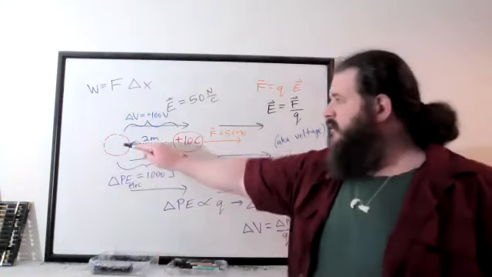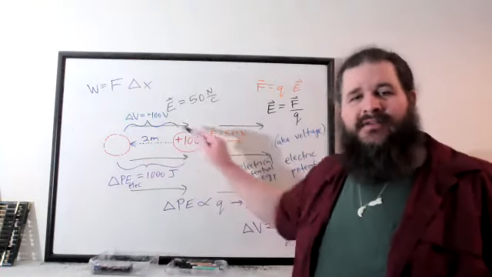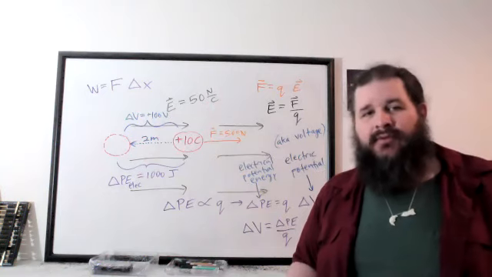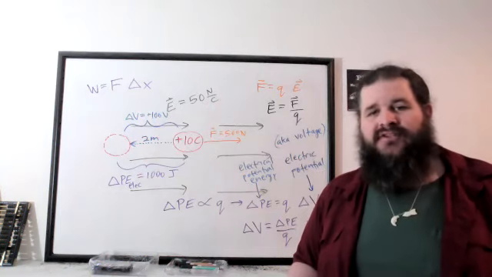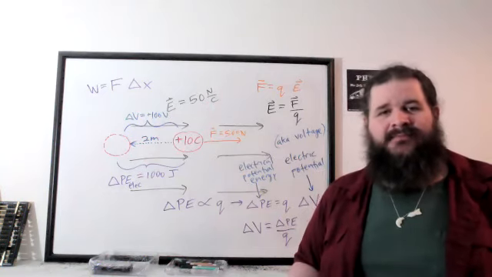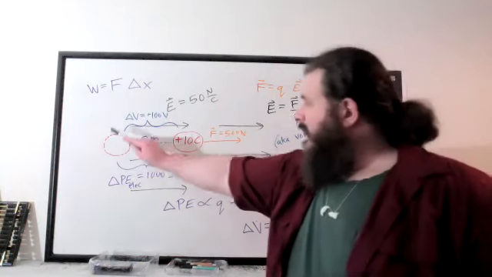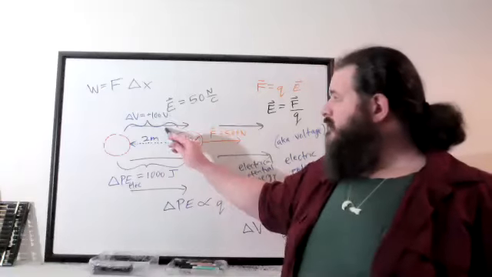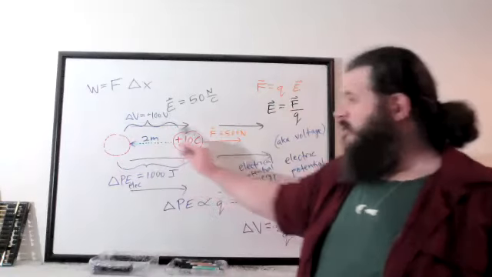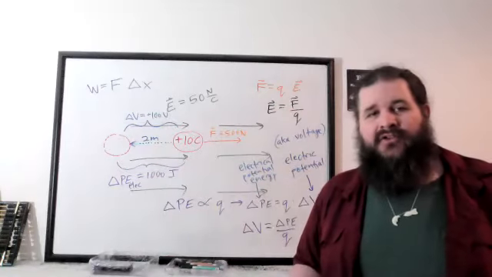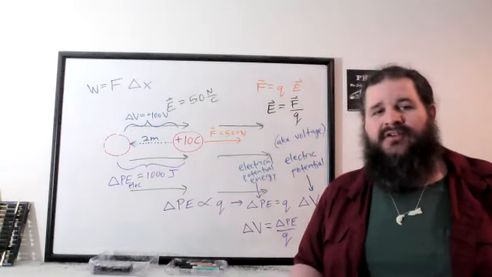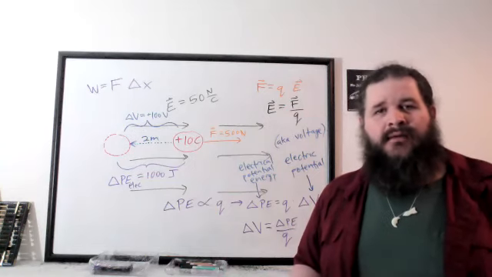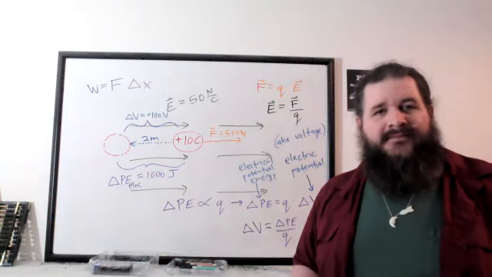Or we would say this location is 100 volts higher than this location, even if we don't put an object there. Voltage is a property of the location in space. So this would be a high voltage region, this would be a low voltage region. And note that the electric field points from high voltage towards low voltage. That's going to be universally true. Electric field points from the high voltage zone to the low voltage zone. Any other questions on that?